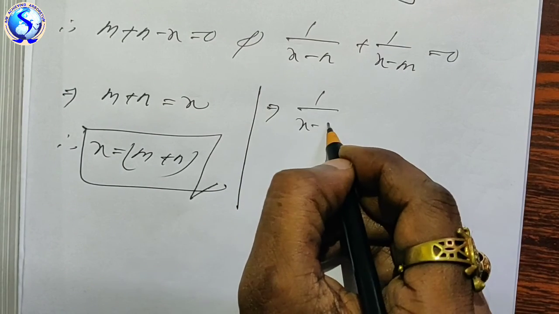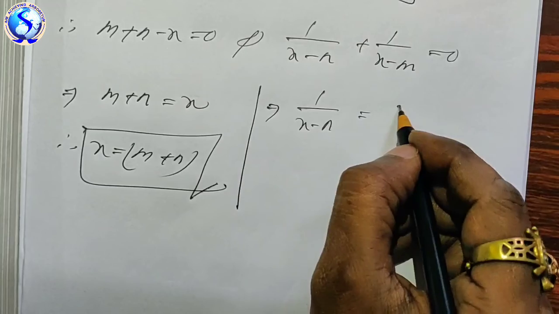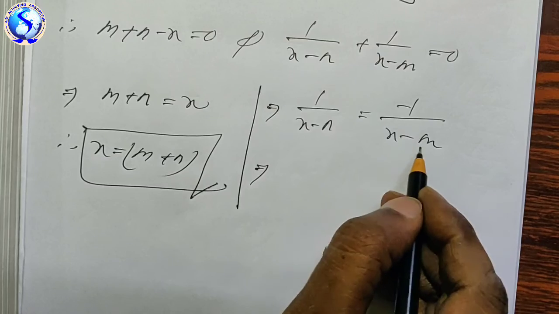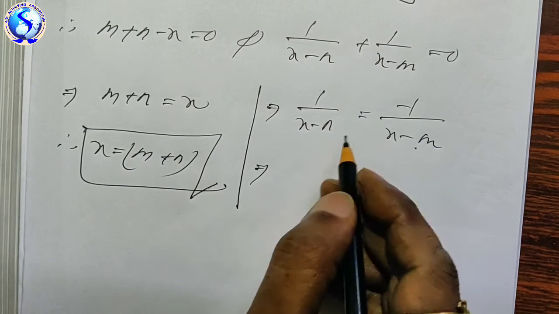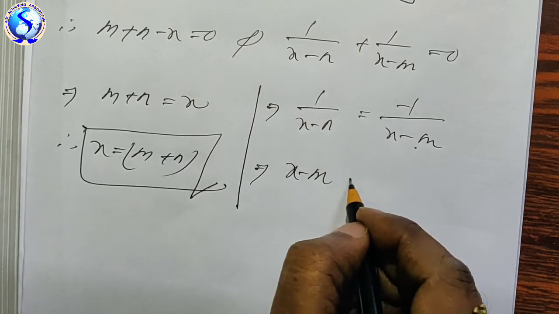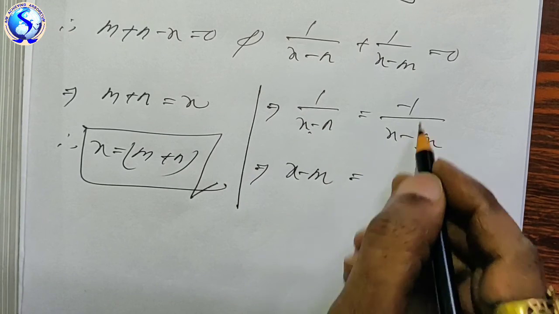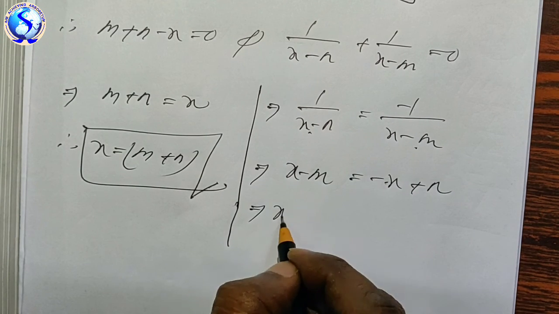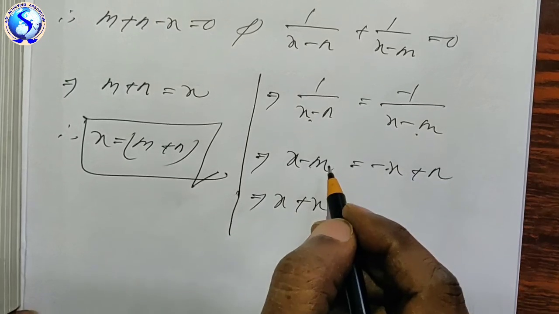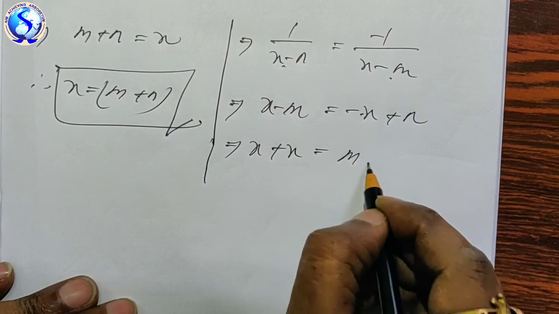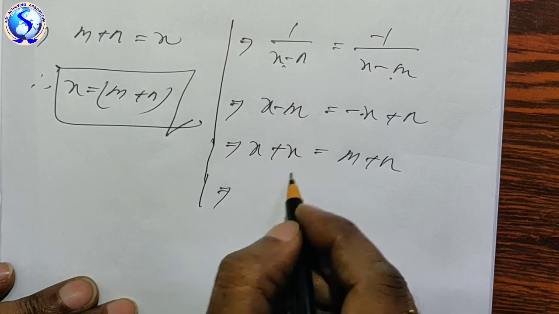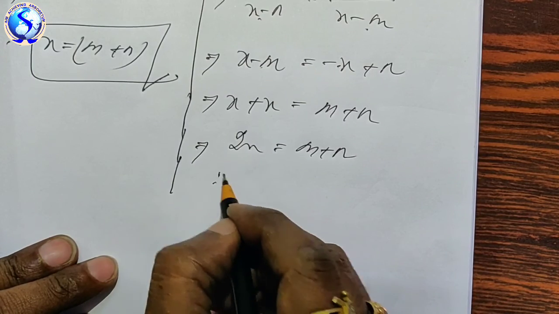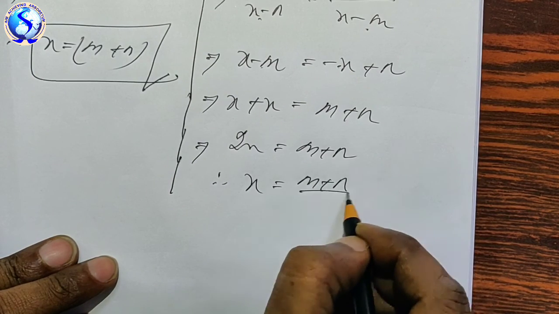1 by x minus n, and this one you take to that side, this will be minus 1 by x minus m. By cross multiplication, x minus m into 1, x minus m, and this one you multiply with minus 1, this will be minus x plus n. Now this minus x bring to this side, this will be x plus x, and minus m you take to that side, this will be m plus n. Finally what are you getting? x plus x equal to how much? 2x. 2x is equal to m plus n. Therefore what is the value of x? This is m plus n by 2.